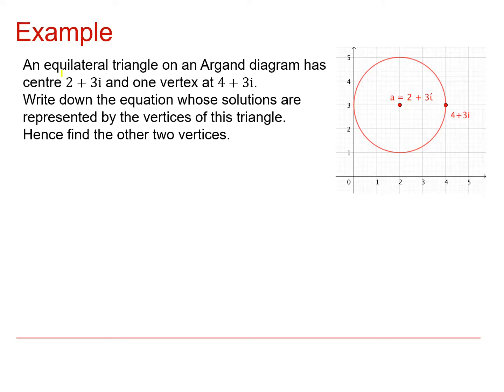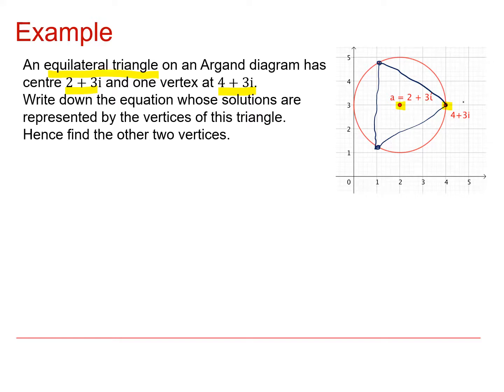Let's have a look at this example. We've got an equilateral triangle on the Argand diagram, and it's got a centre at 2 plus 3i and a vertex at 4 plus 3i. Those points are marked on the Argand diagram, and I've drawn a circle centred at 2 plus 3i, which goes through 4 plus 3i. Because I've got an equilateral triangle, all the vertices will lie somewhere on this circle. If I sketch in the triangle, I get something like this, and my other two vertices are going to be here and here approximately.